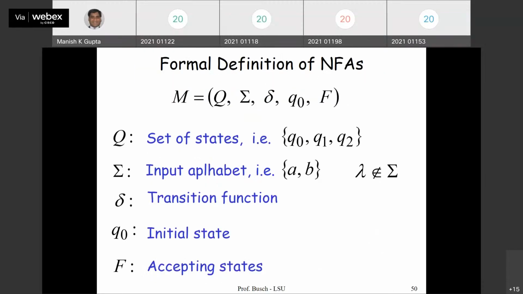Here is a formal definition of a non-deterministic finite automaton. It's a 5-tuple: a set of states, an input alphabet, for example A comma B. Normally in our course we are only focusing on A comma B or 0 comma 1, simple forms. I'm not going into too many complicated ones, but in the assignment there are a few non-trivial ones which you can do. Delta is a transition function, just like in a DFA. Q0 is the initial state. Capital F is a set of accepting states. There may be multiple accepting states, right?